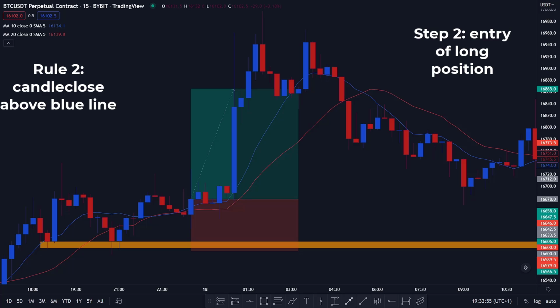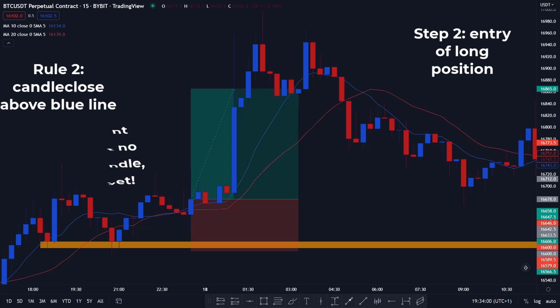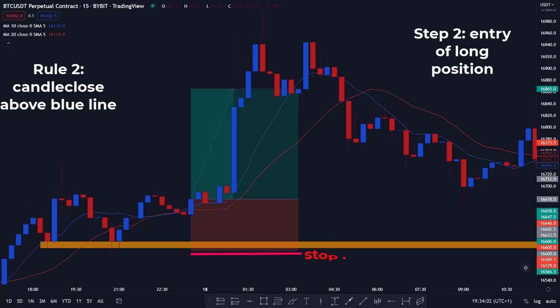Rule number 2. Wait for a close of the price above the blue line. It is possible price moves above the blue line for a while, leaving an upper wick afterwards. But we only enter the market when a candle closes above the blue line. We also put our stop loss slightly below our support zone, so price is protected by at least one barrier, and we do not worry about the take profit level for the moment. The take profit level will be determined by the upcoming price action, as we will see in the next step.